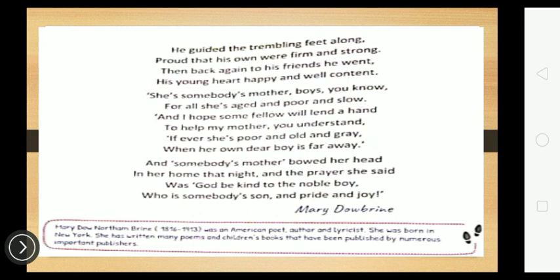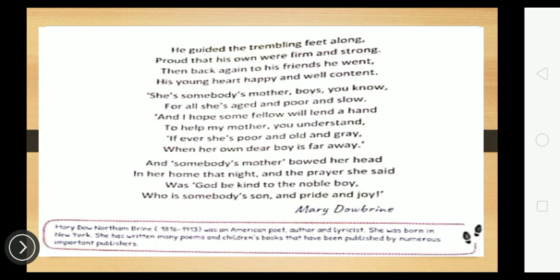If ever she is poor and old and grey, he is saying that if my mother is going to be poor, old or grey, at that time someone will come and help her in the same manner as I helped somebody else's mother. When her own dear boy is far away, he was saying that when I will be far away from my mother, and she will be very poor, old and grey, at that time someone else will help my mother when she needs some help, in the similar manner as today I help somebody's mother. So this was the point of view of that boy, why he helped somebody's mother.